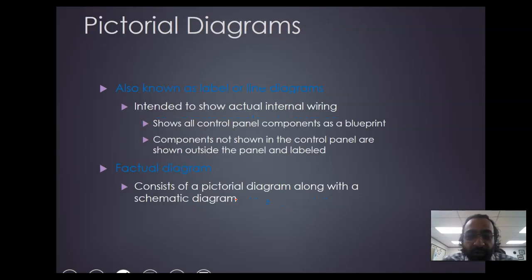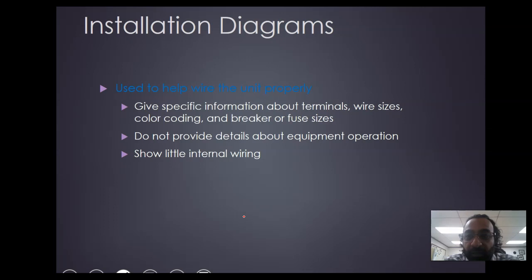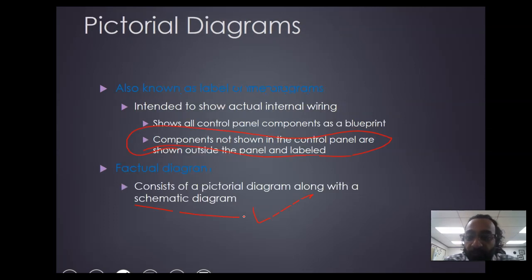A pictorial diagram is known also as the label or line diagram, intended to show actual internal wiring. It shows all the control panel's components as a blueprint, so they have everything in it. The components not shown in the electrical panels are shown outside the panels on the label. A factual diagram consists of the pictorial diagram along with the schematic diagram, so it has too much information, it looks like. I think I'll have a picture later about that. These have more components and more wiring inside, and it's really helpful when you are trying to do troubleshooting.